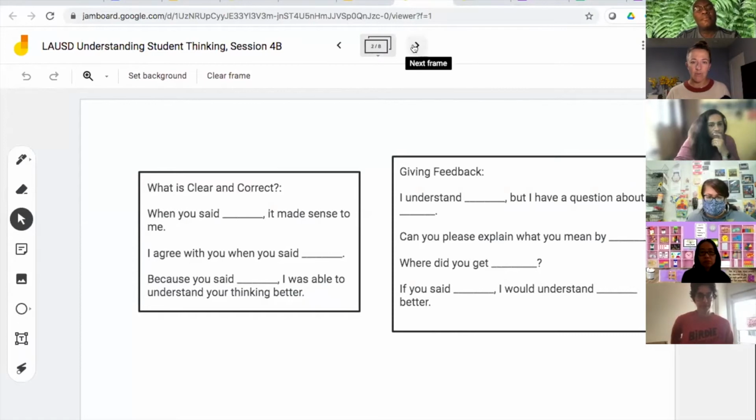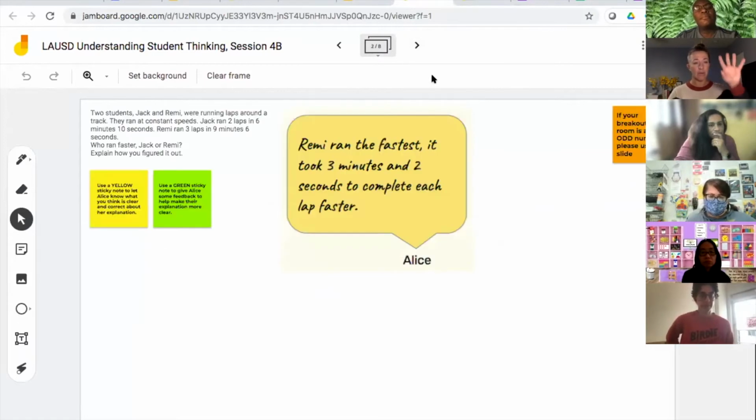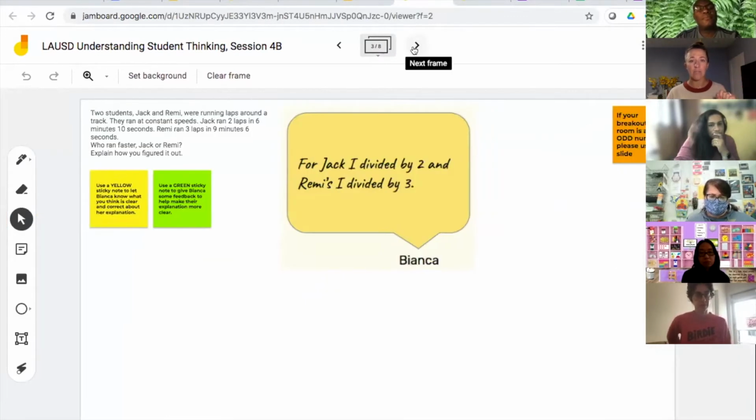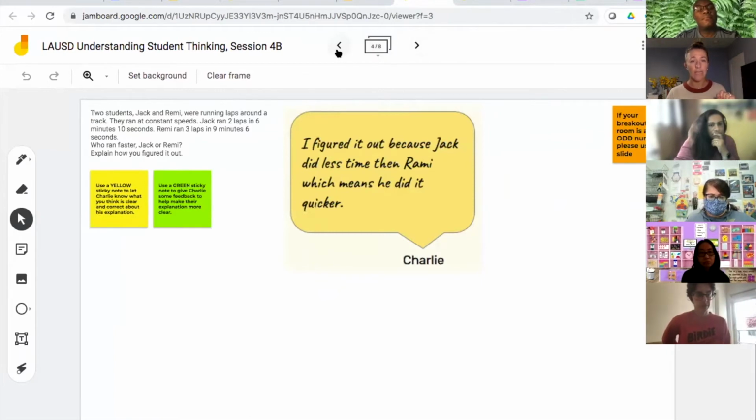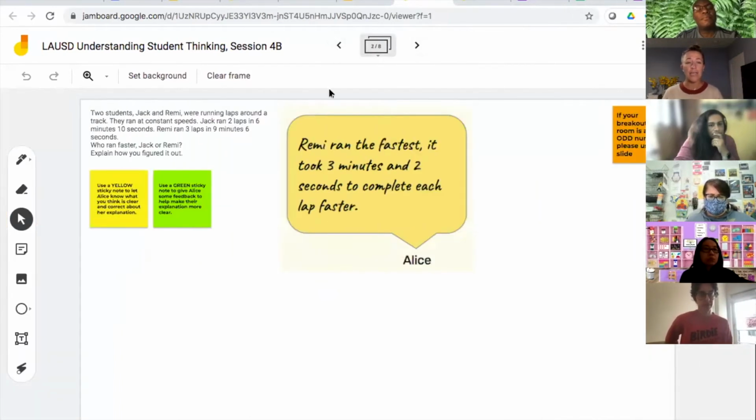I'm going to skip ahead just one here, but you'll notice in the top left-hand corner, here's the original prompt. You have the piece of student work for Alice, and then the next one is for Bianca, and then the next one is for Charlie. Using a yellow sticky, make a comment or leave anything that you'd like to share with Alice, Bianca, or Charlie that you think is clear and correct about their explanation. And then using a green sticky, think about what kind of feedback you could give Alice, Bianca, Charlie. Does that make sense so far?